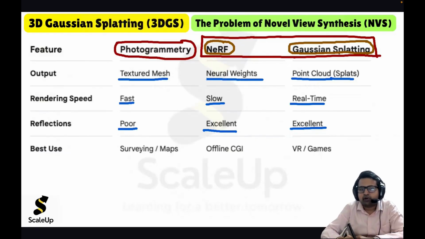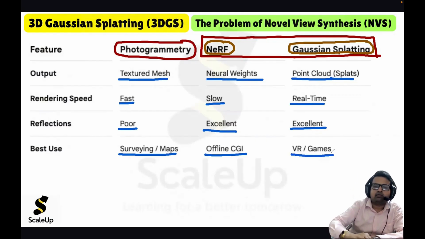The best use case for the classical approach is surveying and maps, because texture, lighting, reflections and so on will not play that much role there. For offline CGI, computer graphics imagery, neural radiance fields can be the best use case. And if we want real time, like in VR and games, then we can go for Gaussian splatting.